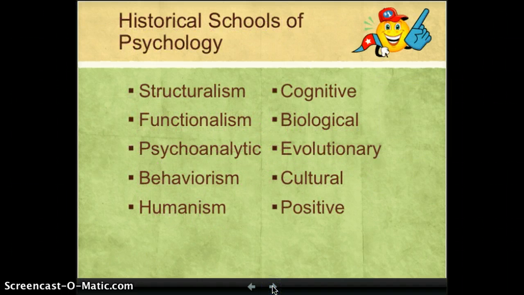So the historical schools of psychology that were established early on were structuralism, functionalism, psychoanalytic, behaviorism, and humanism. In another video, we'll cover the modern five schools.